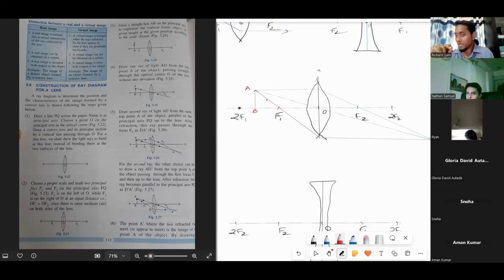And how many rays will you draw from A? 2. You can draw 3, but you don't need 3. You just need 2. Why do you need 2? Why not just 1? You need to show that the lines are meeting. Lines have to meet, right? If you have only one line, it doesn't meet anything. So you need 2 lines to show where the 2 lines meet. Okay.